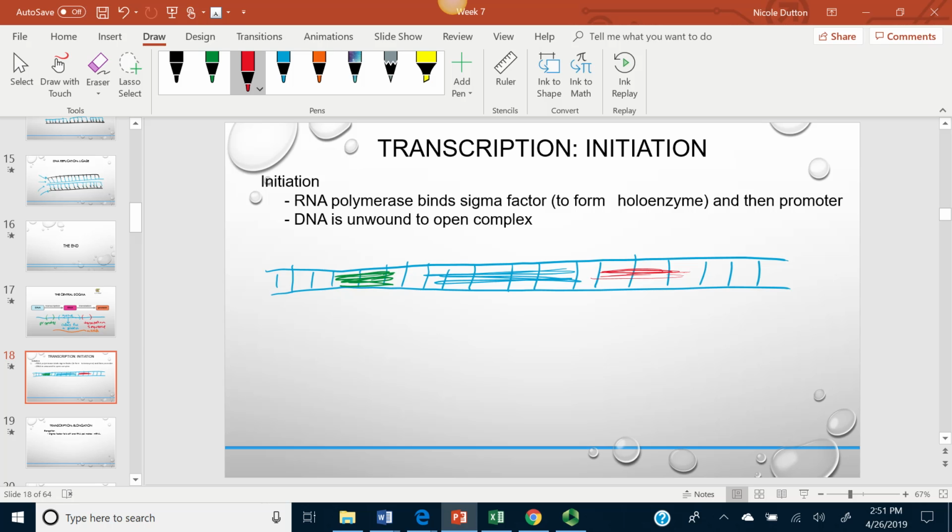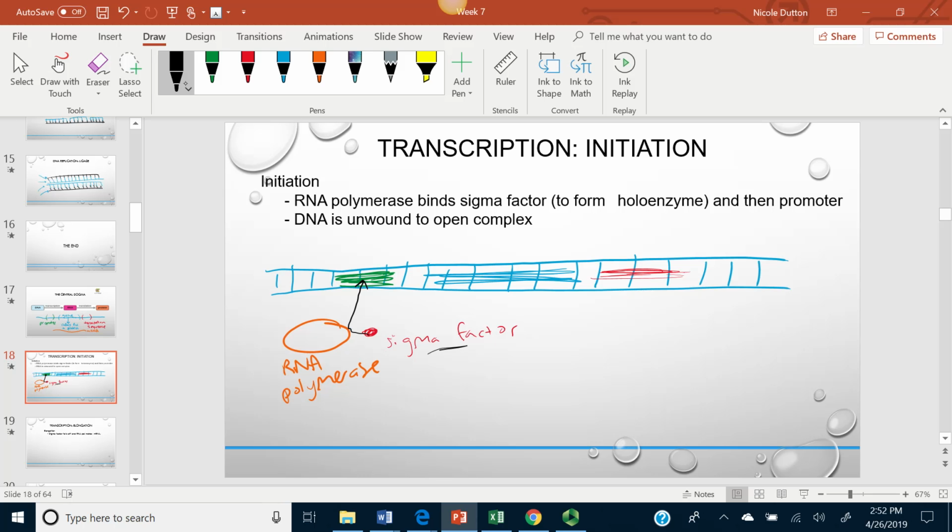So what's going to happen is RNA polymerase binds to sigma factor to form a holoenzyme, and then they bind to the promoter together. So there's this enzyme known as RNA polymerase. And then there's this little tiny sigma factor. And these two are going to come together, and then they're going to bind to the promoter. So the function of the sigma factor is really to guide RNA polymerase to the promoter.